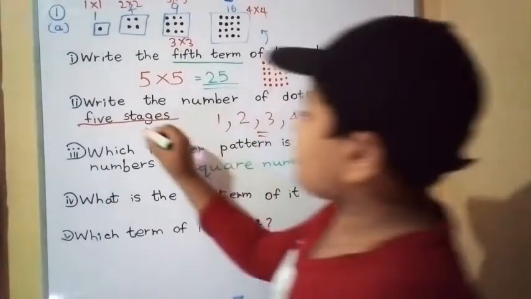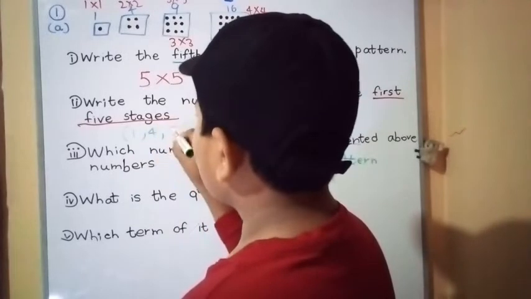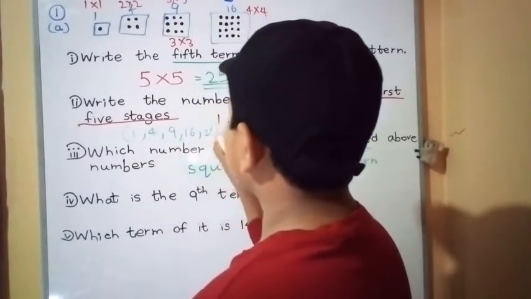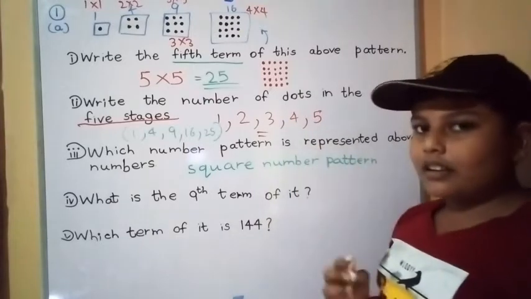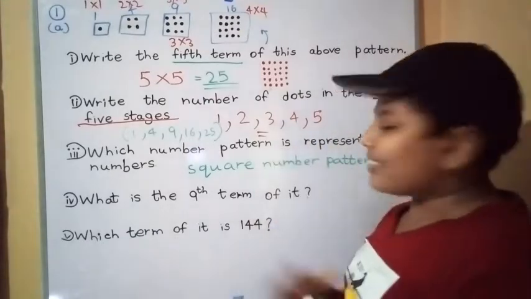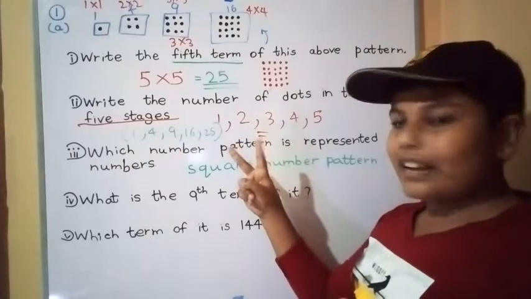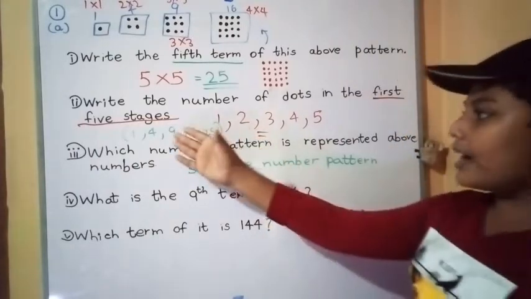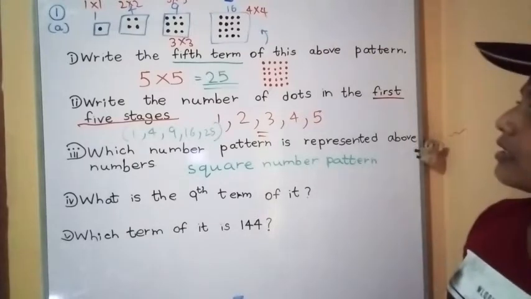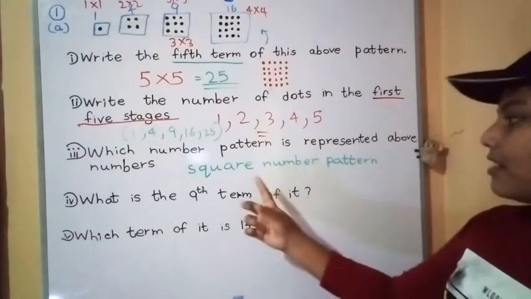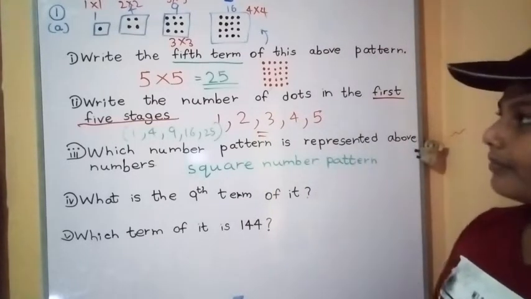You can write this one, 1, 4, 9, 16, 25, also for this. This is another example. There are 2 examples that you can write as the answer. You can choose either. The third one: square number pattern.